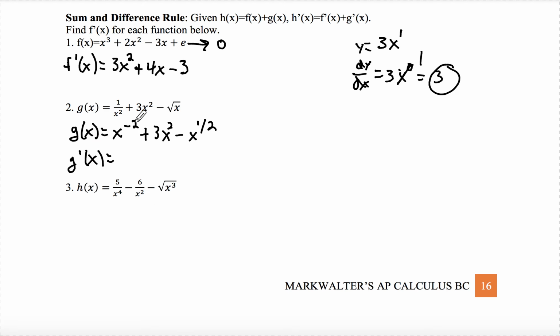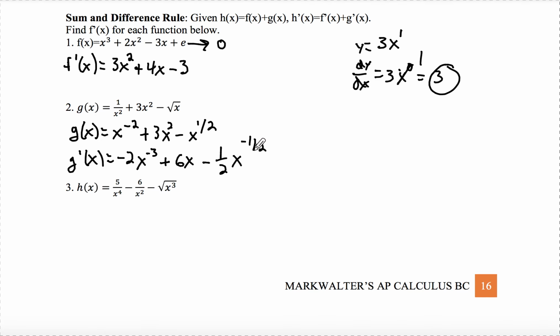Now I can do all my power rule things. So this is going to be, I bring down the exponent, negative 2x to the, I subtract 1 from the exponent. There we go. Plus I bring down the exponent, 3 times 2 is 6, x, and I subtract 1 from the exponent, so it's 1. Notice I kept that plus sign. Minus x to the half, so I bring down the half. I keep the base, and I subtract 1 from the exponent.